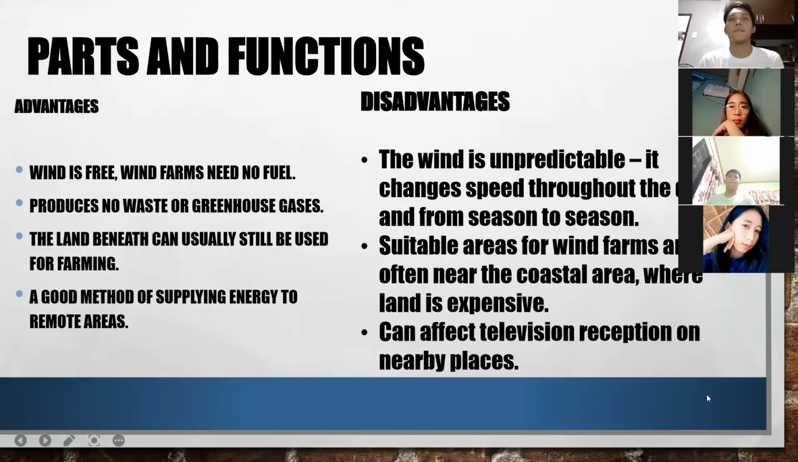So, syempre, meron pa ring advantages and disadvantages sa pagpapatayo ng isang wind turbine. So, wala siyang fuel na ginagamit, pero yung wind naman kasi is unpredictable. Nagbabago yung spin ng wind na yon in every season. So, pwede rin palang makaapekto yung pagpapatayo ng wind turbine sa reception dun sa mga places na pagtatayuan.